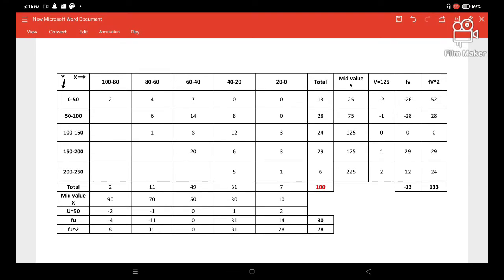Now the next step is to find fu square and fv square. This is fv we have, again we multiply with v and we get fv square. So this is f multiplied by v multiplied by v, which comes to 26 into 2, positive 52, 28, 0, 29 and 24. And when we sum up, this is sigma fv square, 133. Similarly, this is f into u, that is fu square, which is 4 twos are 8, 11s are 11, and the total is 78, which is sigma fu square.